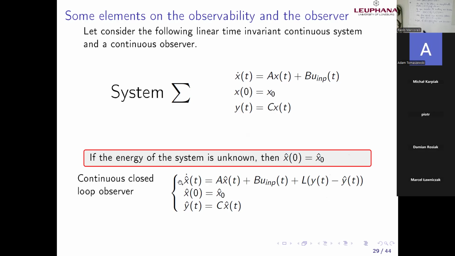Very interesting here is the initial condition, because the initial condition is different. This also makes sense because we never know the initial condition, the initial value of the energy of a system. And at the end, y hat, the estimation of the output, is C times the estimation of x, x hat. C is 1, 0 in our case.